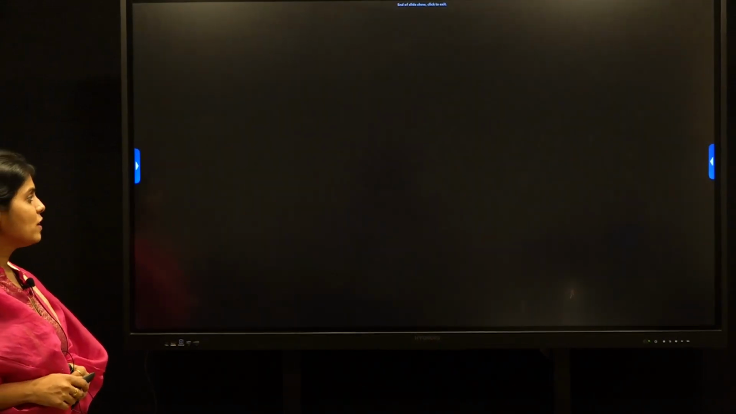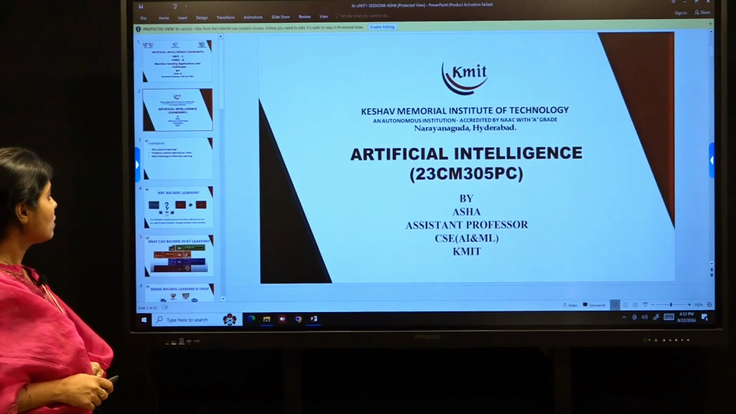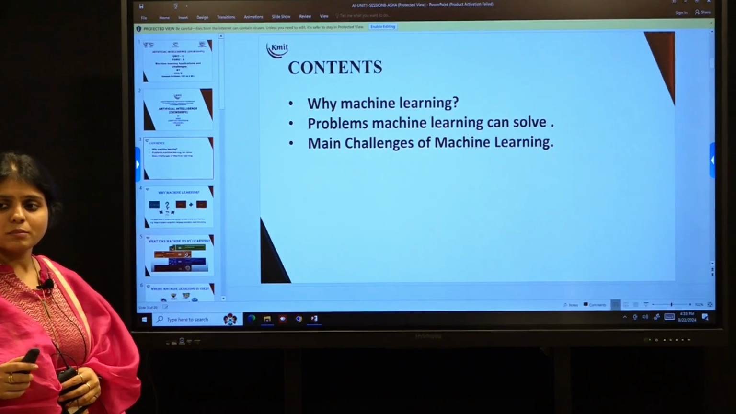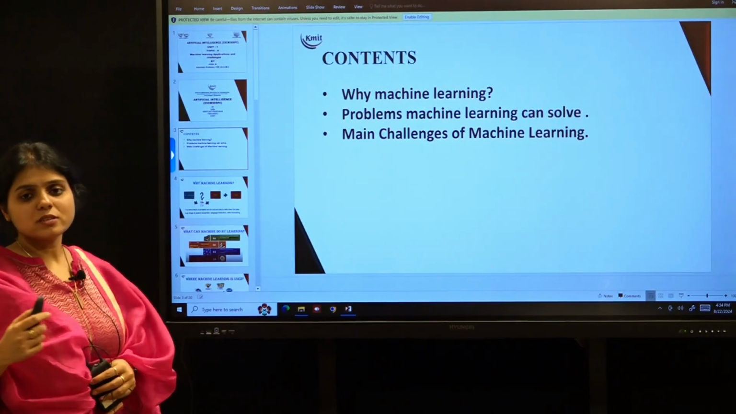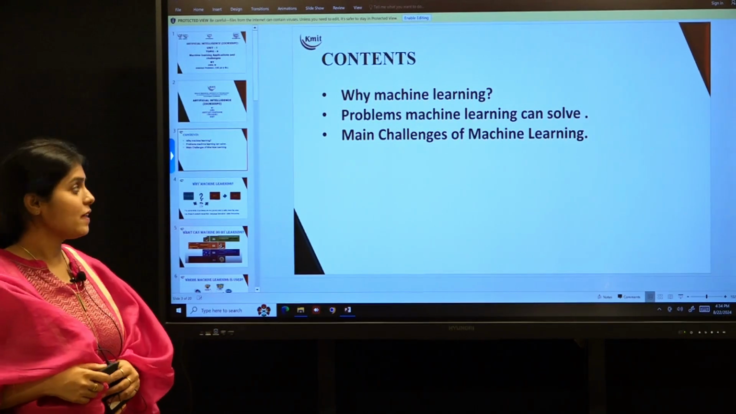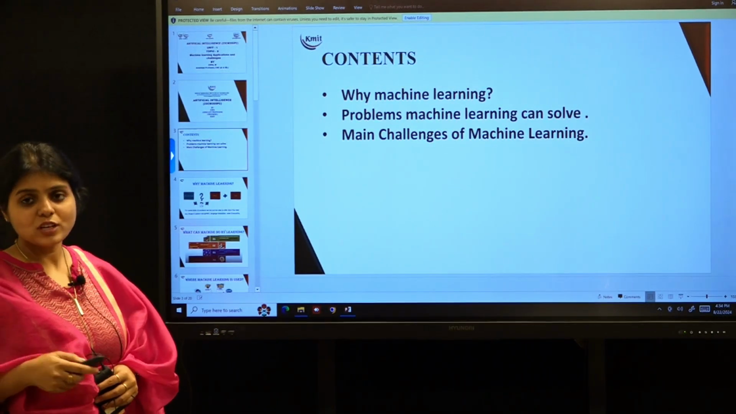So today we have seen what machine learning is, why machine learning is actually needed, and what the different applications of machine learning are, and then we have seen what the major challenges of machine learning are.